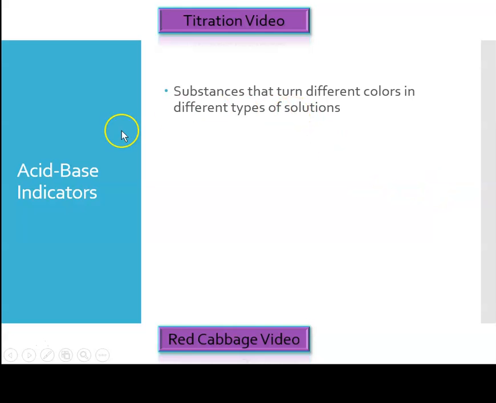All right, the substance acid or base indicators. These help to identify acids and bases. They turn colors based upon that.